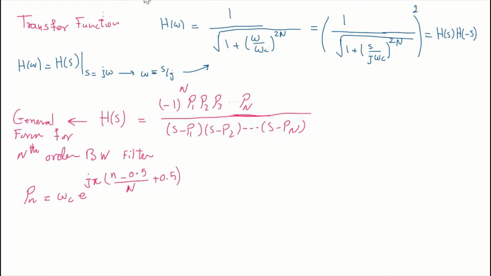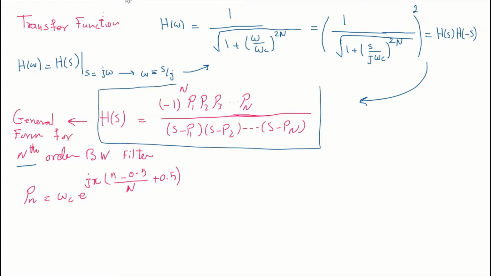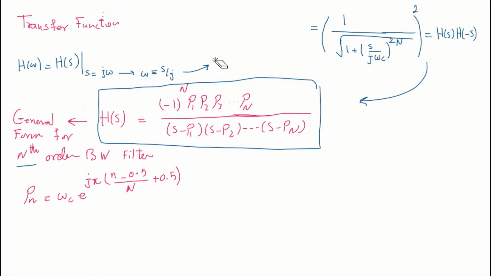So if you work with this, you'll finally get something like this. I'm gonna skip this part because that's not about the question, actually not about the chapter even. Just bear in mind that for a Butterworth filter of order n, this is the general form for finding its transfer function. Let's remove all this stuff. How do we get this? We don't need that.